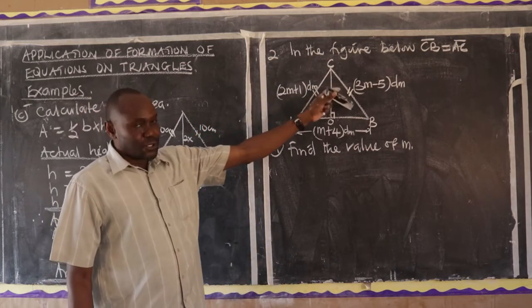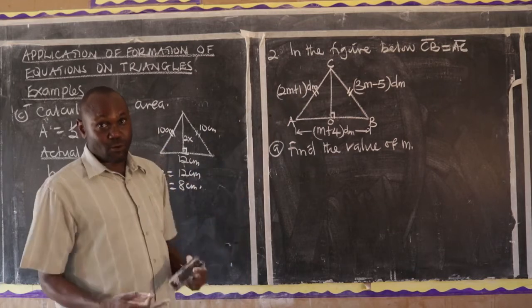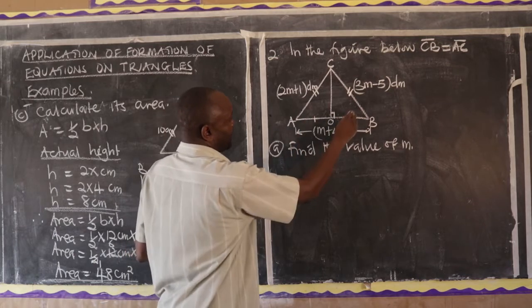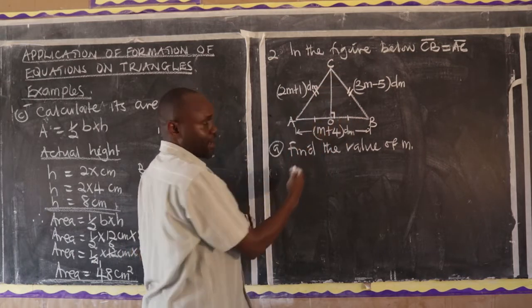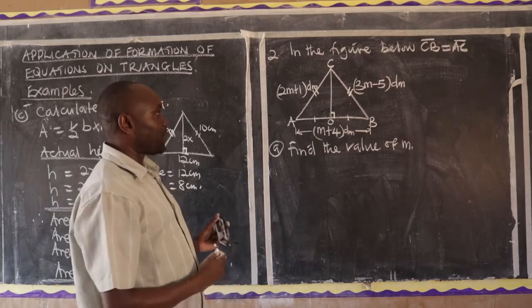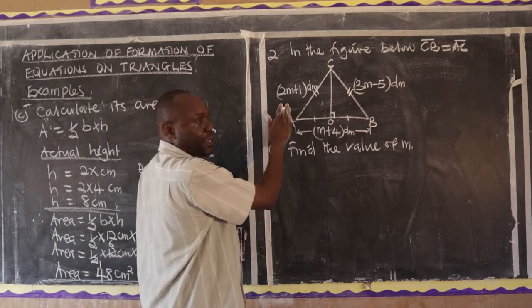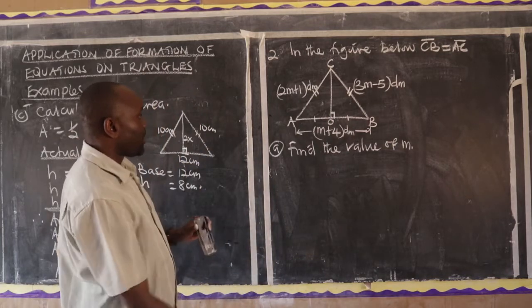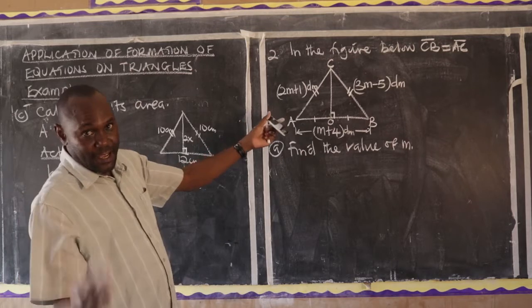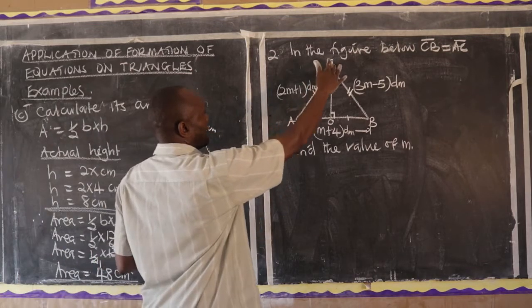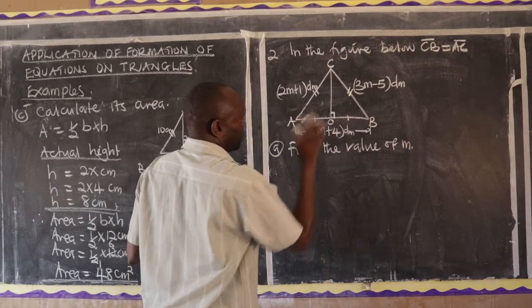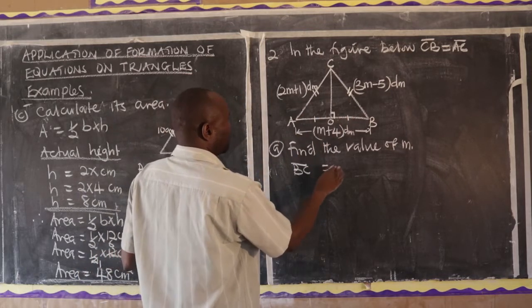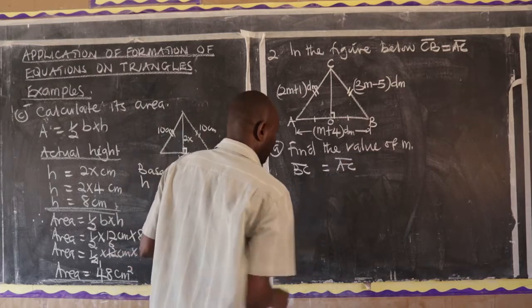Now from here we again identify which two sides are equal. That's our major task. And remember, this line is dividing this triangle into two equal parts, and they form right-angled triangles. They are all equal. So from there we identify which two sides are equal. We have line CA and line BC. So we say line BC is equal to line AC.